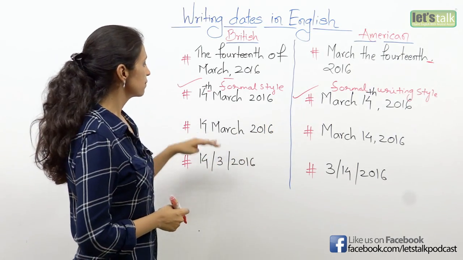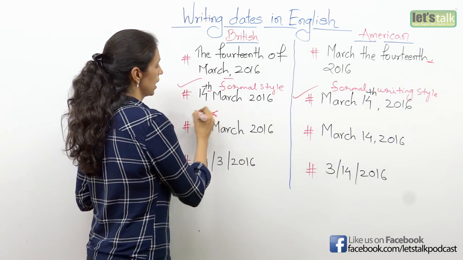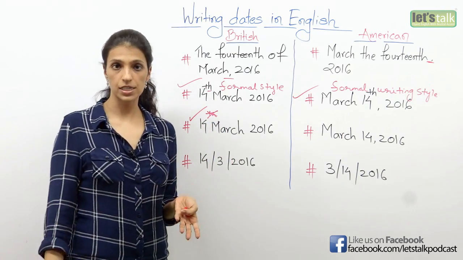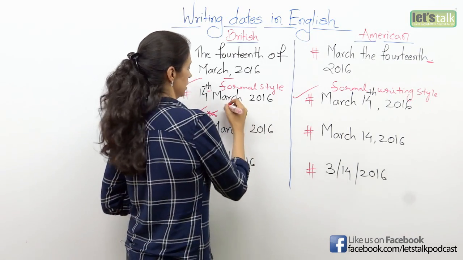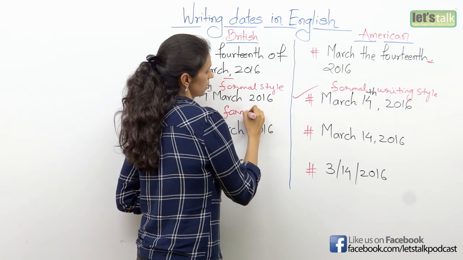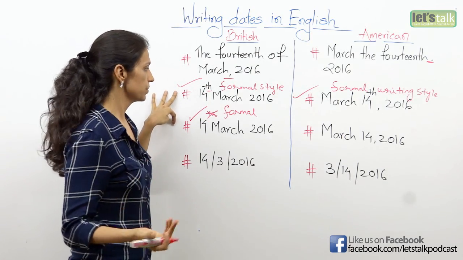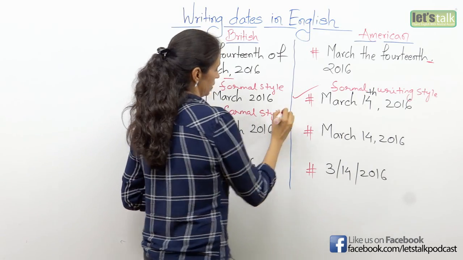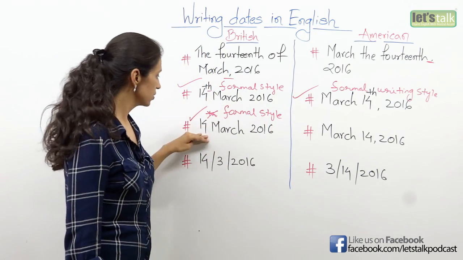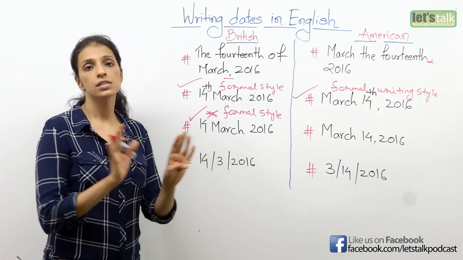Okay, the next one says 14 March 2016. So if you see, I don't have the th here, and this is also used in formal writing. It's a good style. 14th March, no comma, 2016. So well, you could use either this style or this style when you use it in emails. Okay, so as usual, the British write the date first, the month, and 2016. So whether you put a th or not, it is correct.